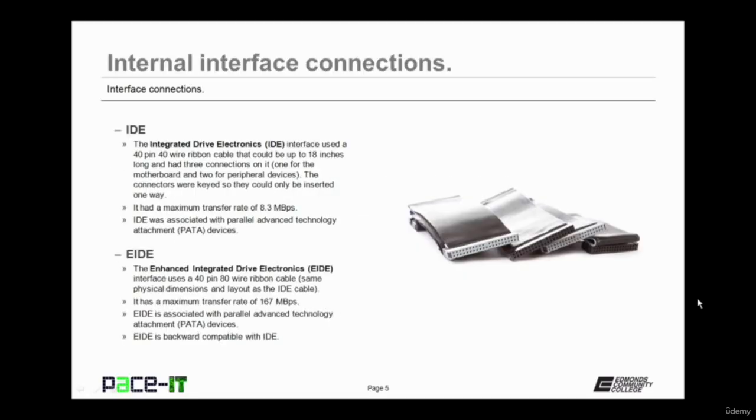Now, before I dive into this, I should mention that an interface is a connection point. It not only involves that connection point, but it also quite often involves the cable that goes with it. And with that, let's begin with the first internal connection, and that would be the IDE. That is the Integrated Drive Electronics Interface. It used a 40-pin, 40-wire ribbon cable that could be up to 18 inches long, and it had 3 connections on it. 1 to connect to the motherboard and 2 for peripheral devices. The ends of the connectors were keyed so that they could only be inserted one way.